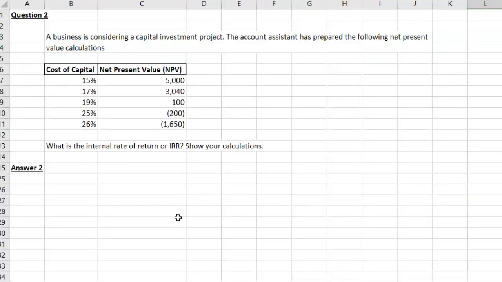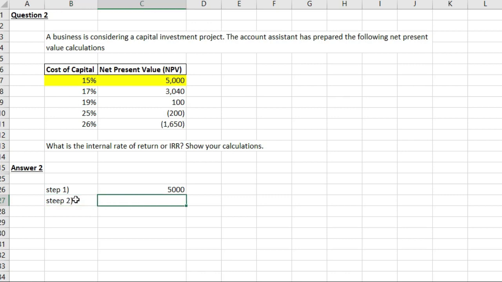So here's the example that I've just pulled together on the screen here. We've got a business that's considering a capital investment project. The accounts assistant has prepared the following net present value calculations, and here we've got a question to say what is the internal rate of return, or IRR, and show your calculations. So there's something that we can do here, and I'm going to type these out very quickly. Step one, I'm going to take a positive net present value. So I'm going to take this 15% and the 5,000, this net present value here.